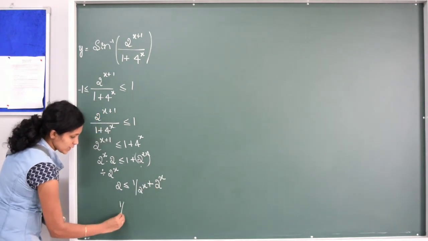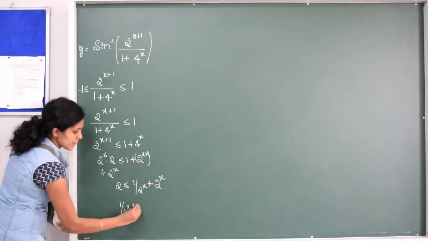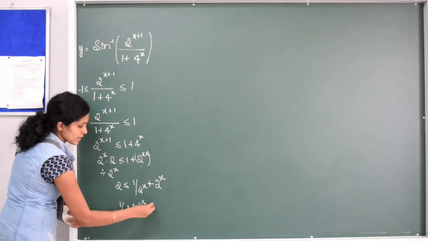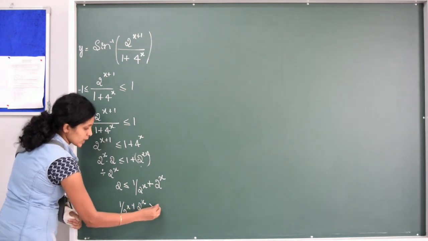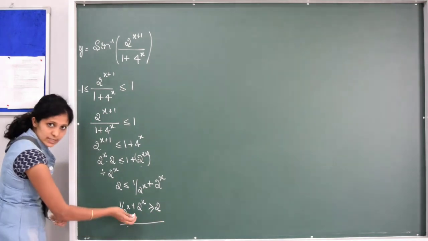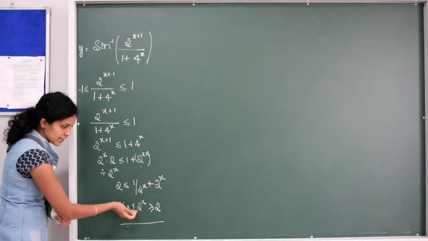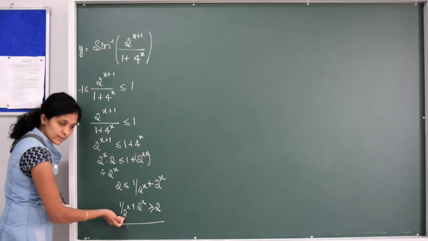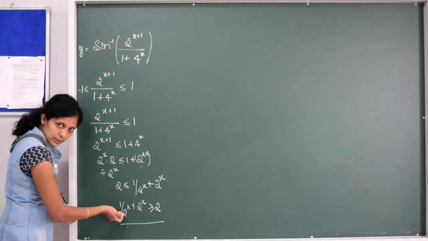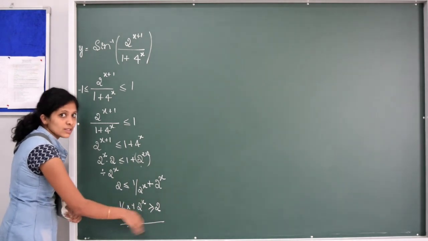By this we got the value of 1 by 2 to the power x plus 2 to the power x, right? This is greater than or equal to 2. So this value is greater than or equal to 2. I mean this is satisfied. I mean 2 to the power x divided by 1 plus 1 divided by 2 to the power x is satisfying for all the real numbers.